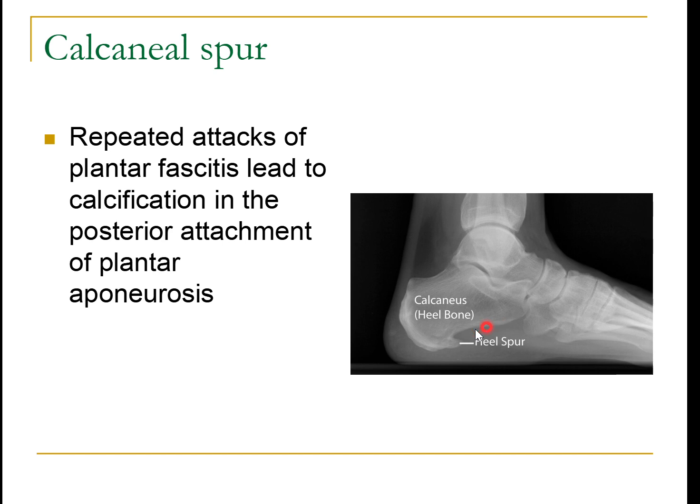So the repeated attacks of plantar fasciitis lead to the calcification of the posterior attachment of the plantar aponeurosis, and this condition is called the calcaneal spur. So the calcification of the posterior attachment of the plantar aponeurosis is called the calcaneal spur.